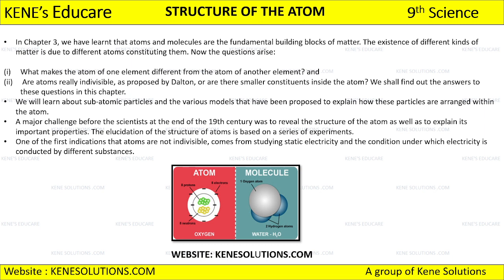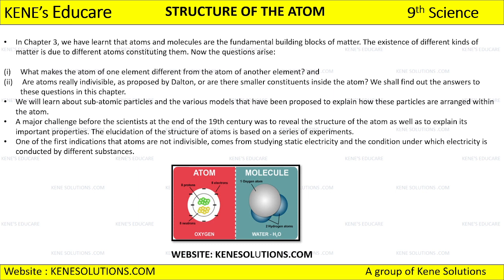And along with that, we will be discussing a major challenge before the scientists at the end of the 19th century, which was to reveal the structure of the atom as well as to explain its important properties. This was very important because scientists were facing a lot of challenges till the end of the 19th century. The reason was that they did not know anything about the atom. They didn't know what exactly it is made up of, and there was a lot of confusion.